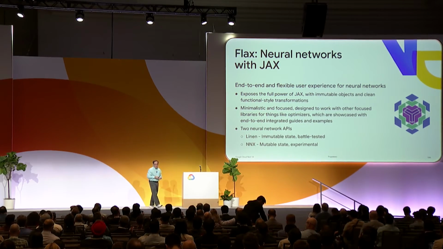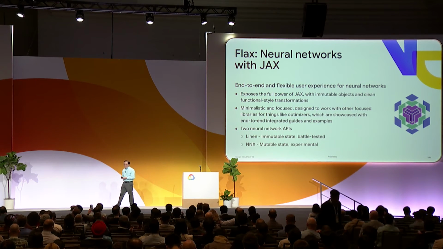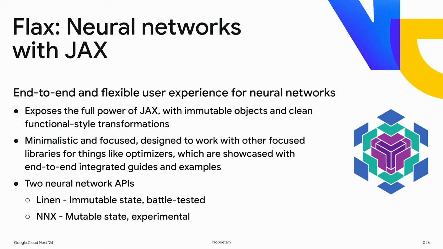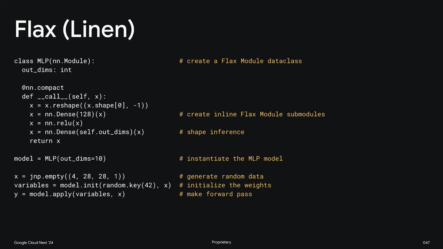So Flax gives you end-to-end flexibility for neural networks. There's actually two neural network APIs in Flax, one called Linen, get it, Flax, Linen, and the other one NNX. I don't know where they got that. It's designed to be kind of minimalistic. It's designed to be functional. It's a functional style of programming. And this is what the code looks like. So very similar to some other frameworks that you might be familiar with in terms of structure. This is creating a multi-layer perceptron with 2 dense layers and a ReLU. Very familiar code. You're not having to do anything weird here.